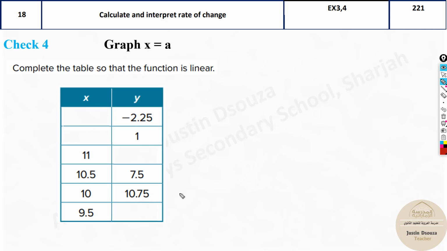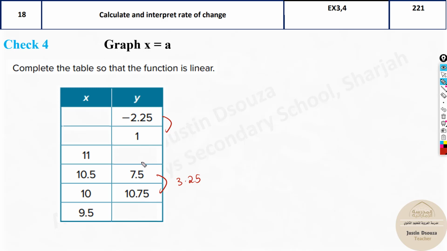Now what do we do? See the difference anyway. From 7.5 to 10.75. 7.5 to 10.5 is 3. It's 3.25 here. Now let's just check what's set over here. So it must be 3.25.